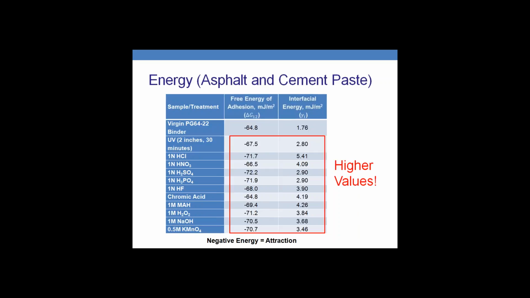Now if we compute these free energies of adhesion, or if you want to think of it as work of adhesion, which is just the negative of this, I find it easier to think of it that way. More negative is better, it's more attractive. Or if you think of it as work, the higher number is better because it takes more work to separate them. What this is showing us is that between asphalt and cement paste, once we treat it, we have much higher interfacial energies and much higher work of adhesion energies.